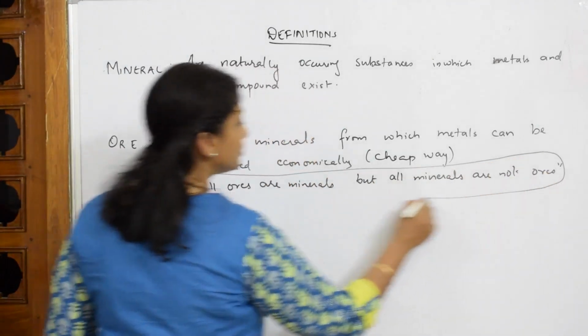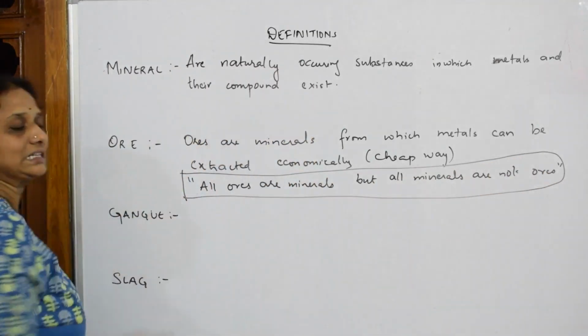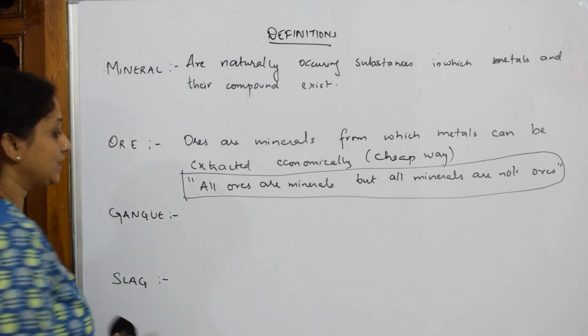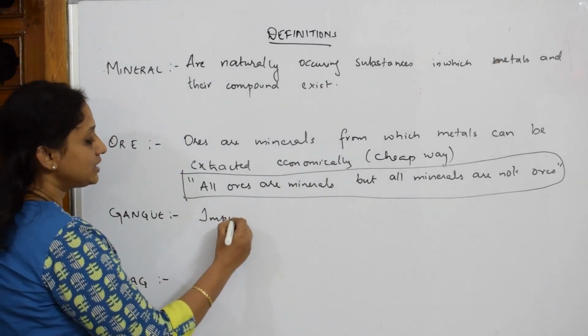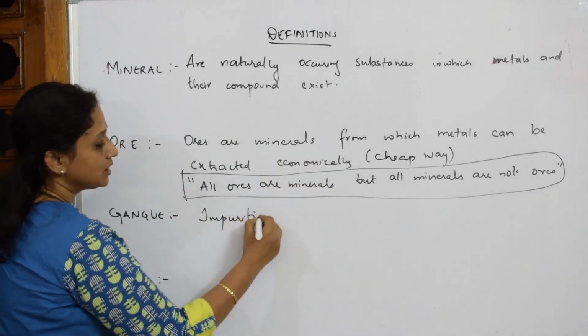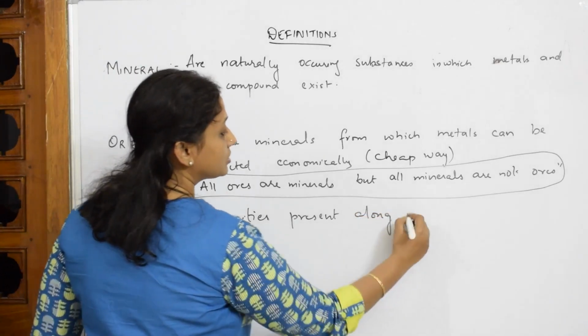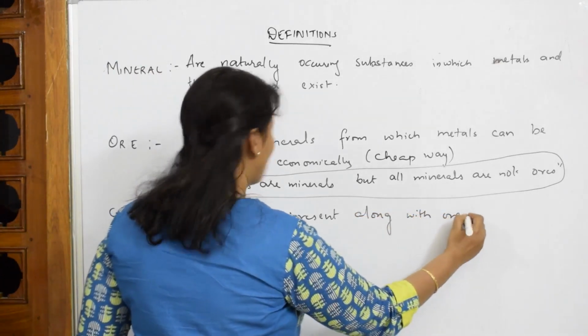This is what they're going to ask you. If they ask you, you can justify this answer by writing these definitions, and you can write in your own words also. Done. Now, what is gangue? Gangue is impurities which are present along with the ores. Okay, done. Now, what is slag?